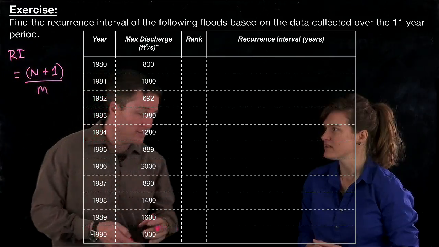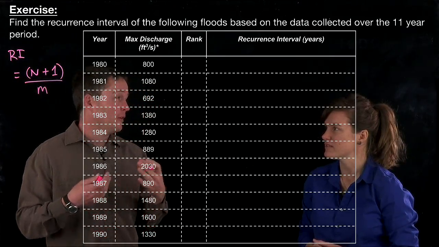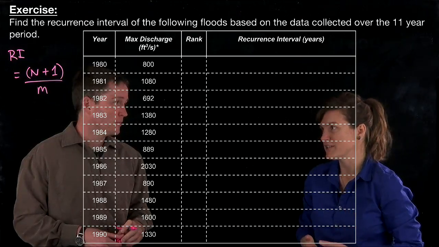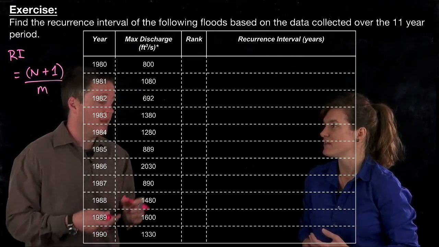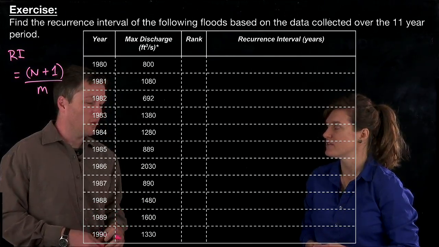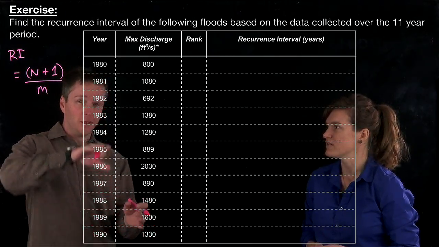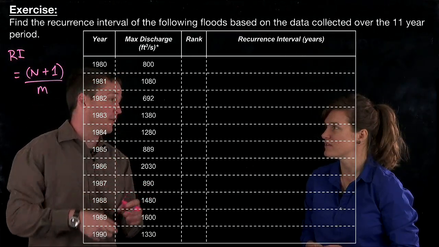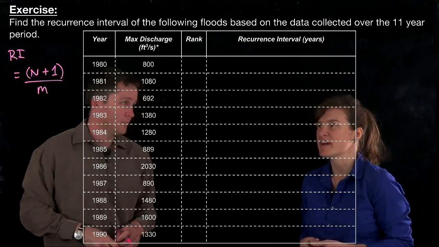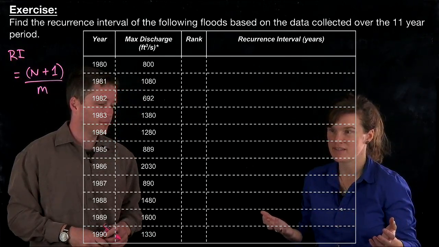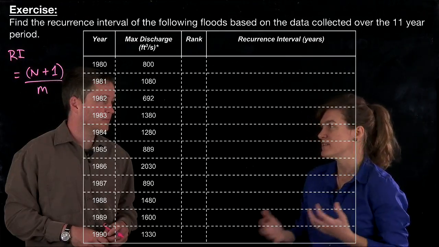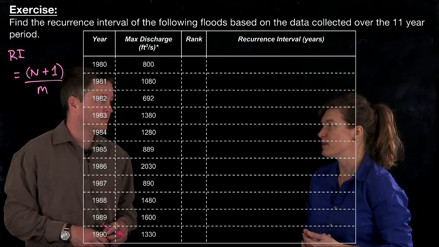So n is the number of years that the measurements have been made for, essentially just how long you've been monitoring the stream. And m is something that we call the rank. We're going to demonstrate this by ranking all these max discharges for each of these years. So the recurrence interval is based on the number of years you've collected data, and over that period of time, which were the largest floods and which were the smallest floods.